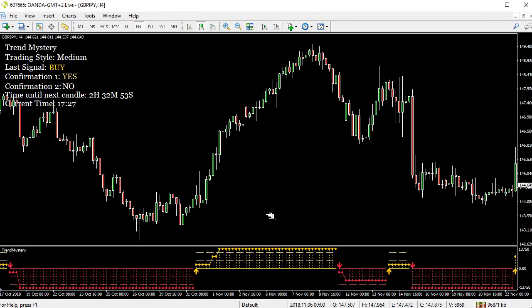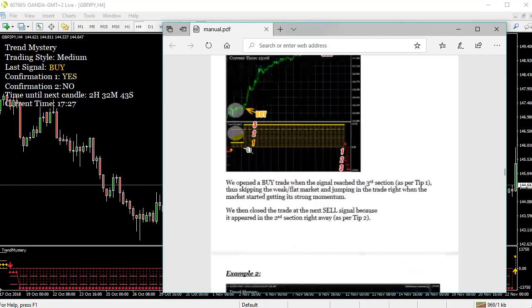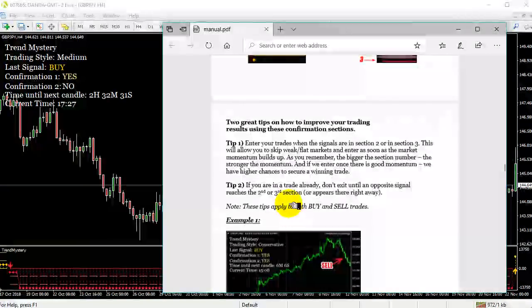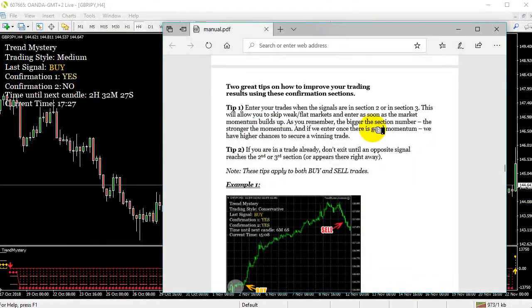And you just can't slap this stuff on your chart and start grabbing the signals left and right. You have to understand the rules. And that's why Carl sends over the PDFs with it, because you certainly need to know. And you can see right here, how are you going to buy? We open to buy when the signal reaches the third section, as per tip number one, thus skipping the weak flat market. We close a trade as a sell signal because it appeared in the second right away, as per tip number two. Tip one, what was it?